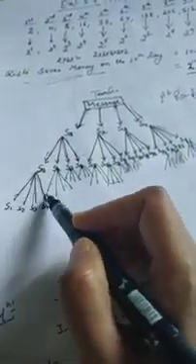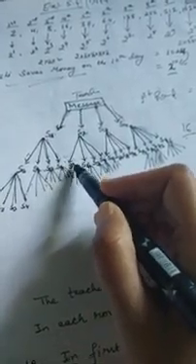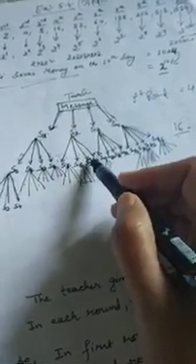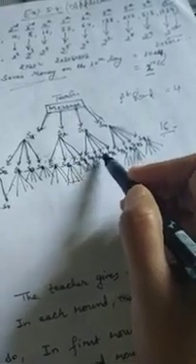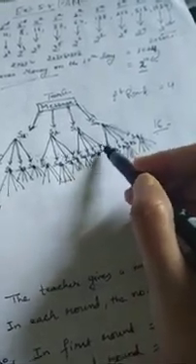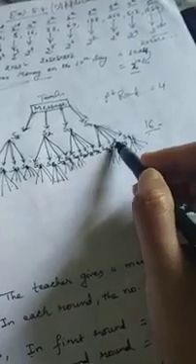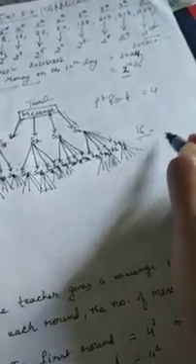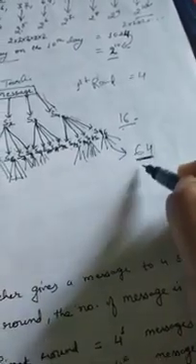So how many will it be? 4 fours are 16, then counting 1 2 3 4 5 6 up to 64. It means the total number of students who will get the message in the third round is 64.